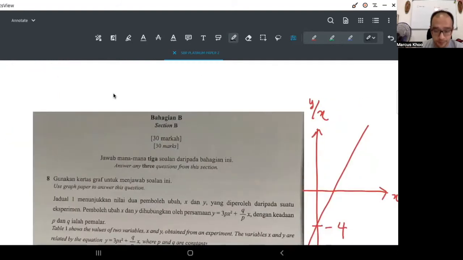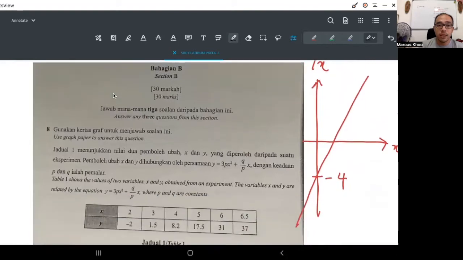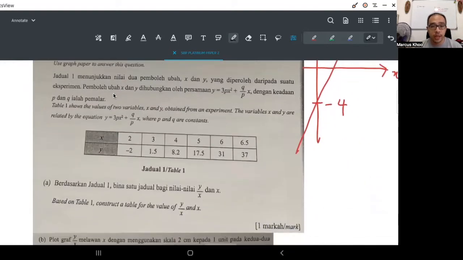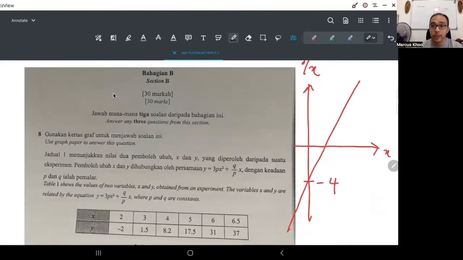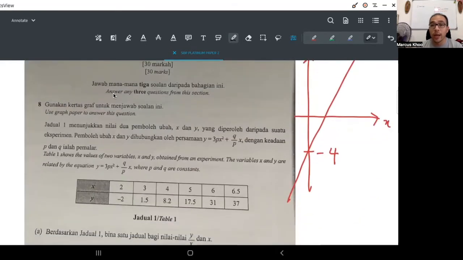Okay, hold on. For section B, of course the first question is a linear law question. So this is quite simple. Construct a table for y over x and x. I think if you do it correctly and you plot it, you should be able to get a graph of something like this, where the y-intercept will be -4, about there.